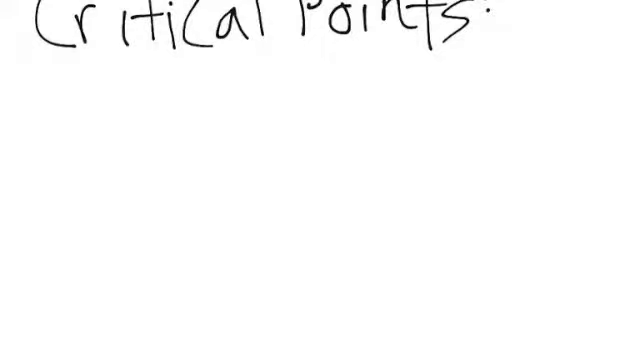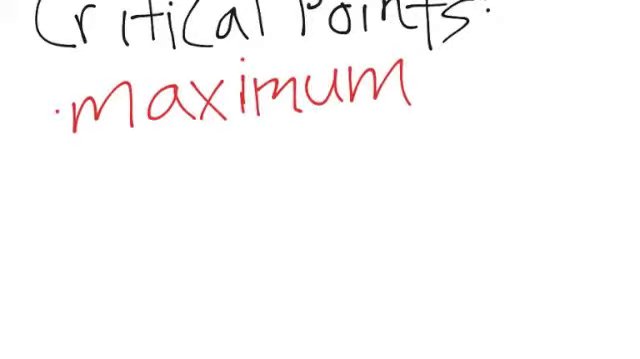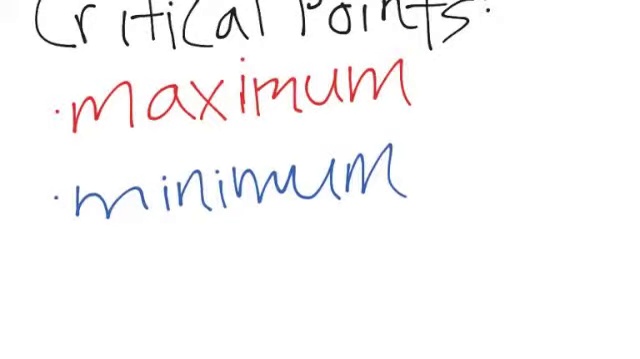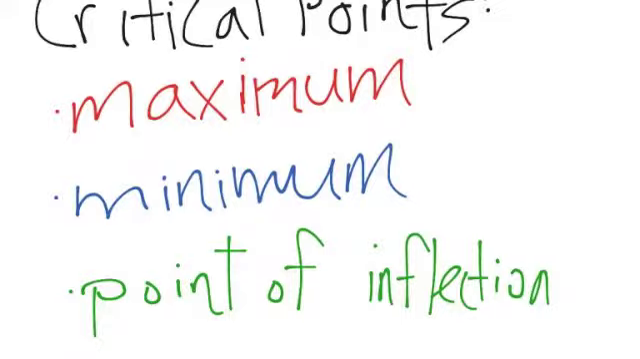Critical points are points where the nature of a graph changes. A curve may possess three different points. The first is a maximum, the second a minimum, and the last a point of inflection.